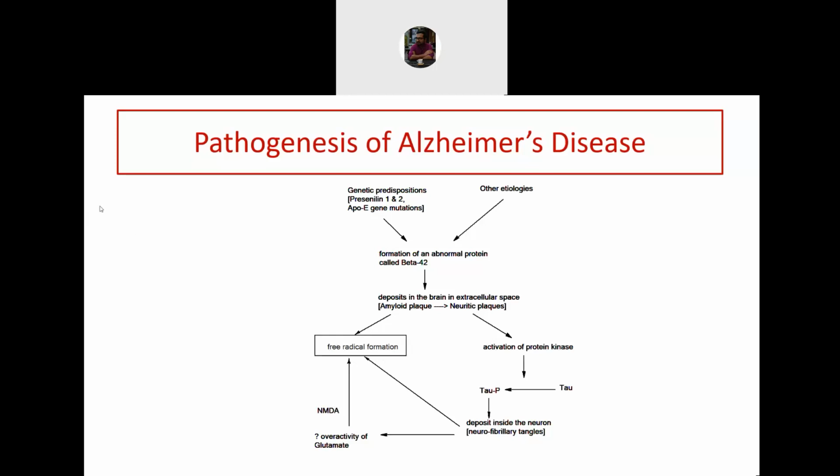These free radicals damage different parts of the brain, but they particularly damage the cholinergic tract of Meynert. It's a large group of neurons in the brain that secrete acetylcholine, and that is responsible for memory. And this damage ultimately leads to loss of memory and dementia.